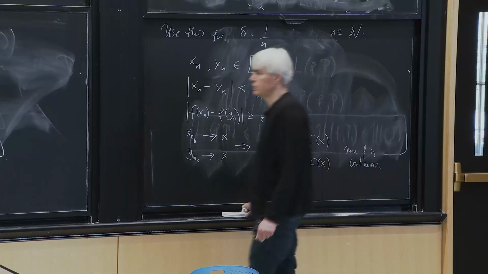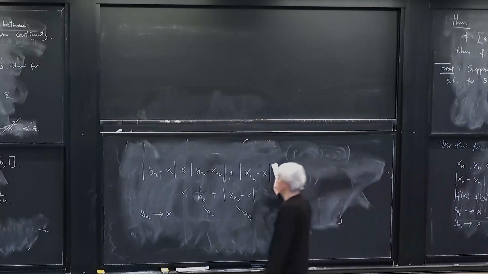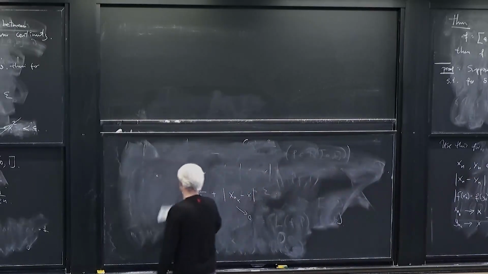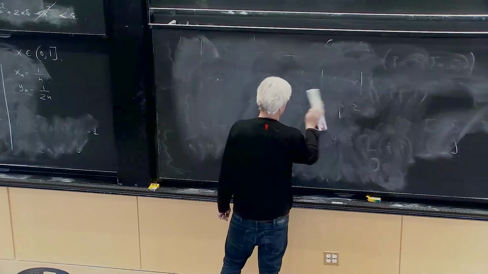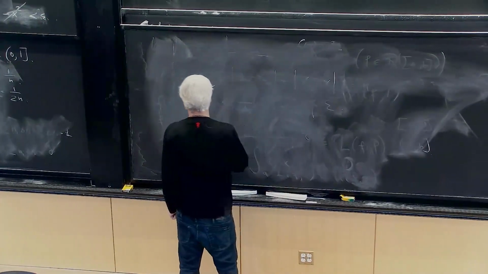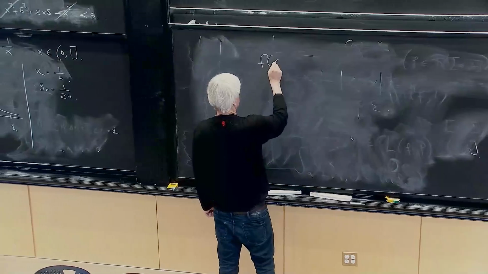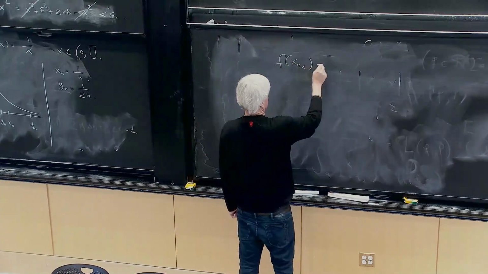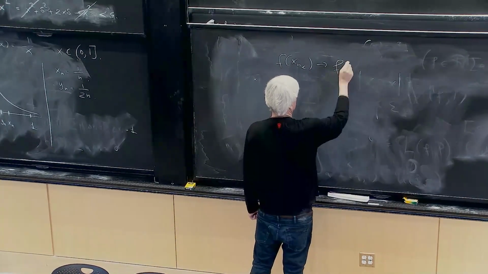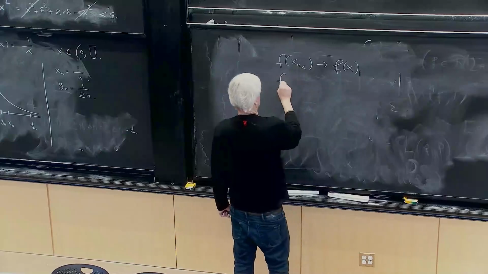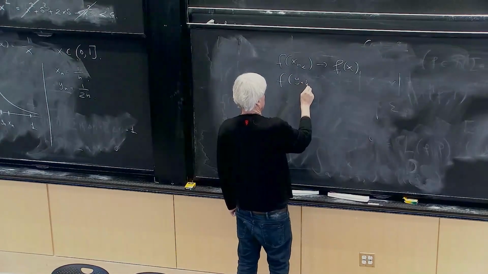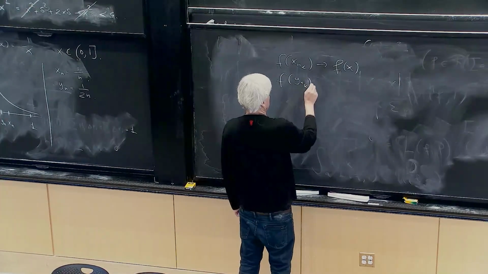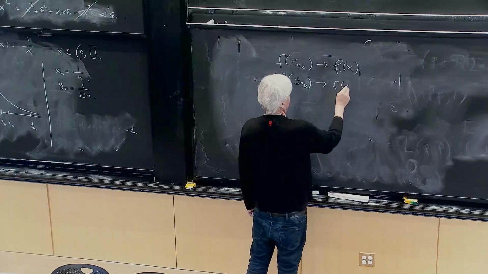But now you just look at the right. So now you have that. So again, f(x_{n_k}) converges to f(x), and this here converges to f(x).